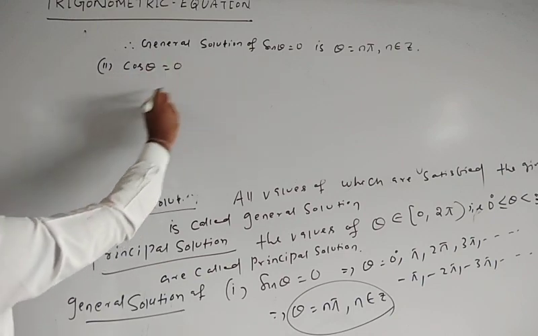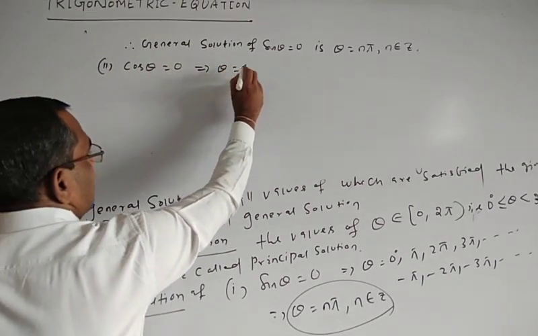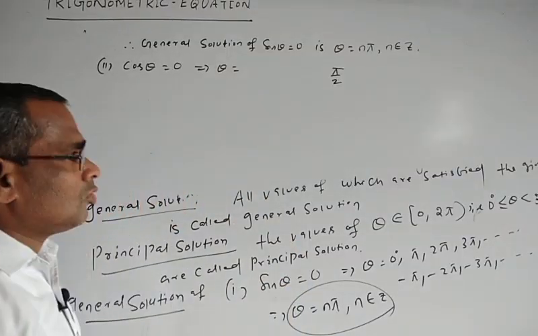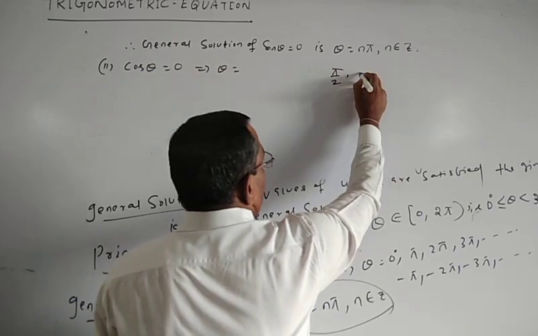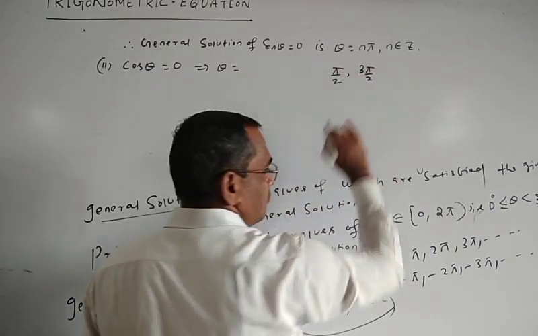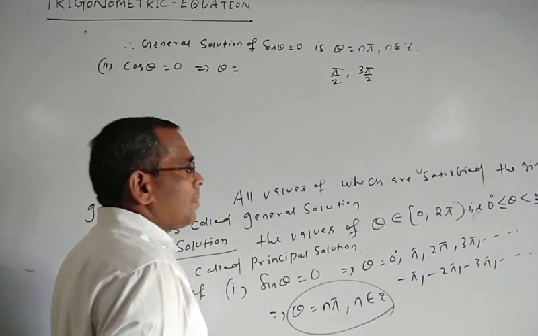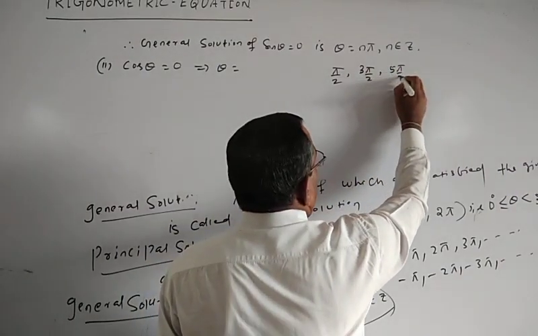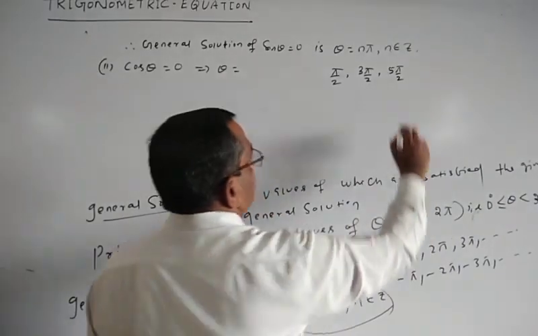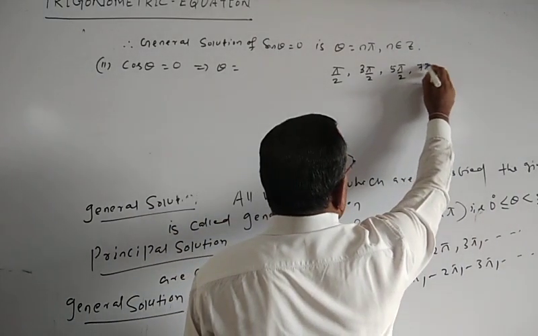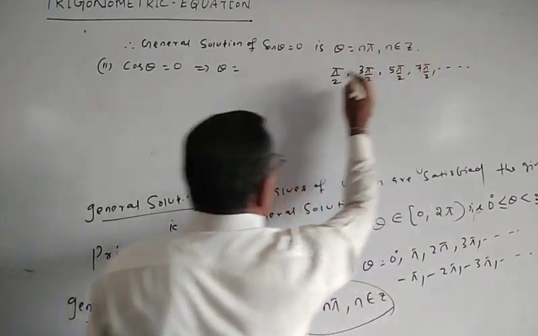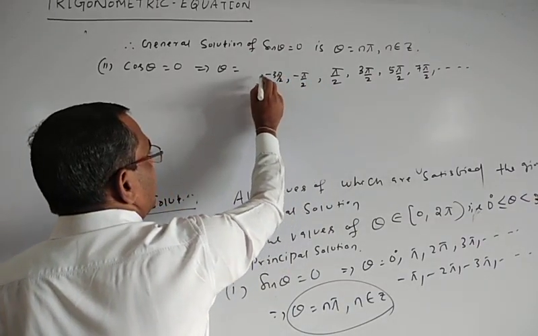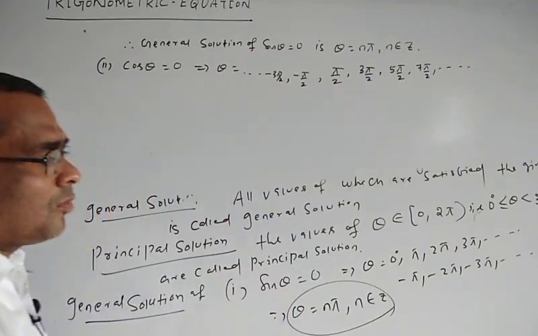So cos theta is equal to 0 means theta is equal to pi by 2. You know cos pi by 2 is equal to 0. Then 3 pi by 2, 5 pi by 2, then 7 pi by 2, and so on. Here also minus pi by 2, minus 3 pi by 2, like that. That is the odd multiple of 90.